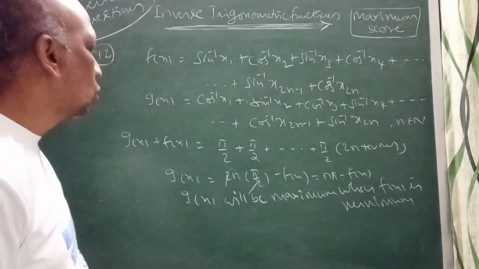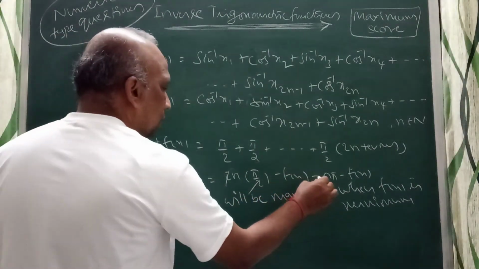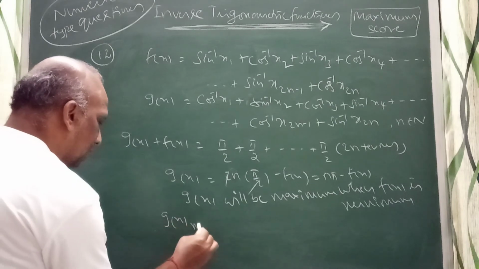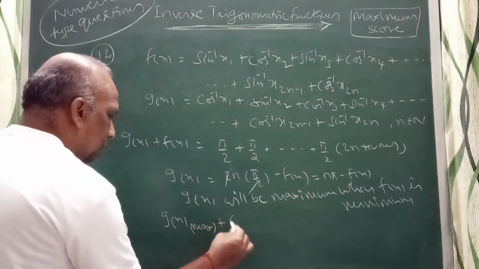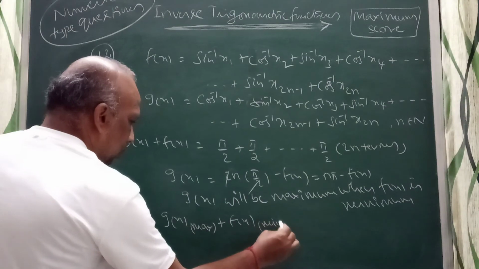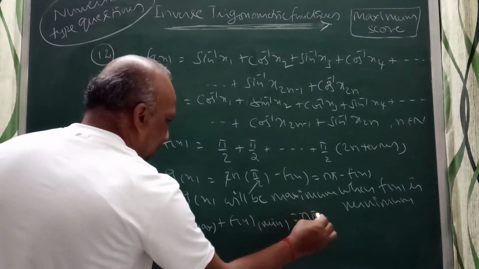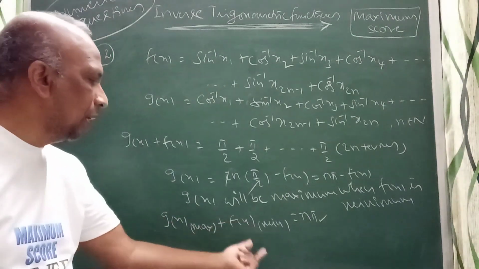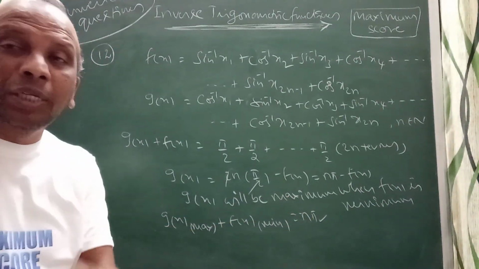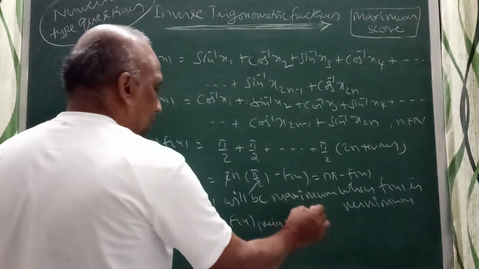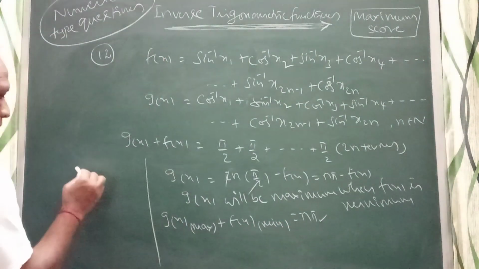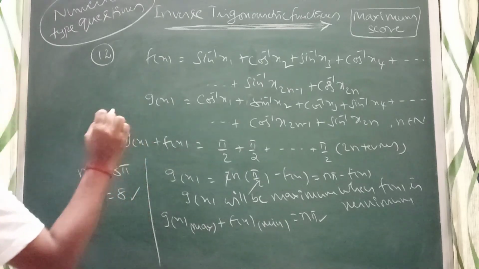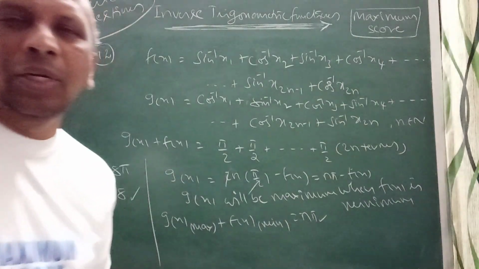So in this case, what can I conclude? The maximum value of g of x plus the minimum value of f of x should be equal to n pi. But they mentioned that it is equal to 8 pi. Given that n pi is equal to 8 pi, so n is equal to 8. That is your answer, right? They are asking the n value, n is equal to 8.